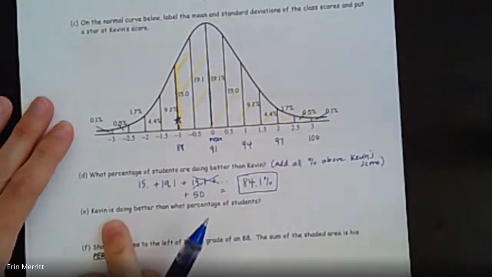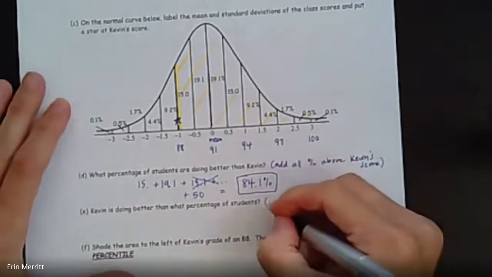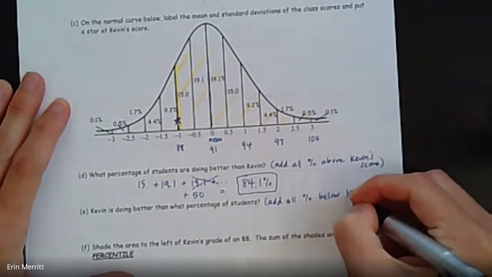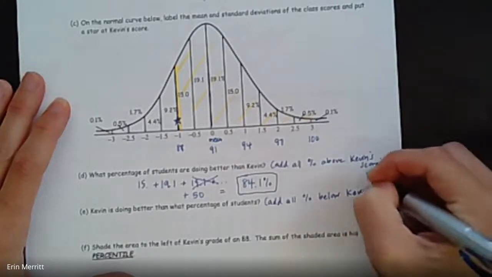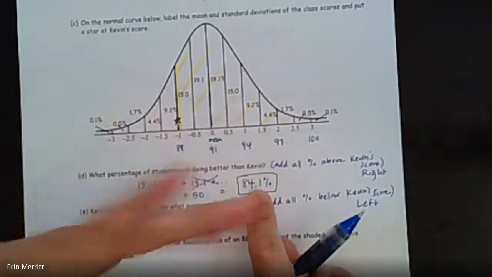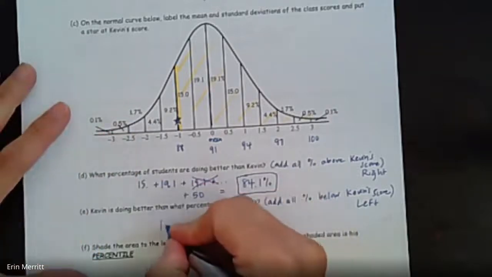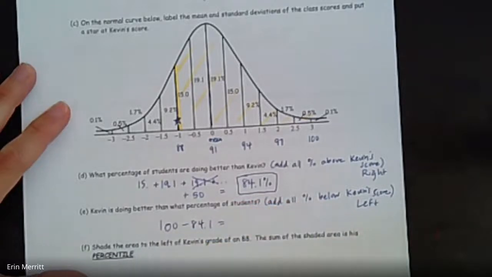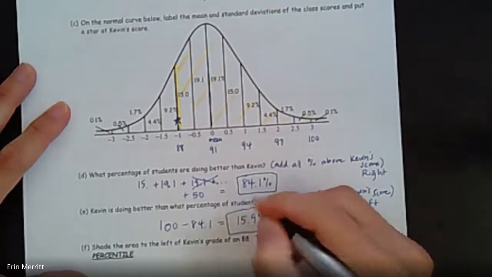When it says Kevin is doing better than what percentage of the students, well, in that case, you could add up everybody to the left. So you could add all the percents below Kevin's score, which means to the left, whereas up here it was to the right, right? Or you could do 100 minus the values above. So there's a lot of ways to do this. Otherwise, you can add up the 0.1, 0.5, 1.7, and so on. I'm going to go the faster route and go 100 minus 84.1. If we do 100 minus 84.1, that'll leave us with 15.9. And we could have taken that approach up here.